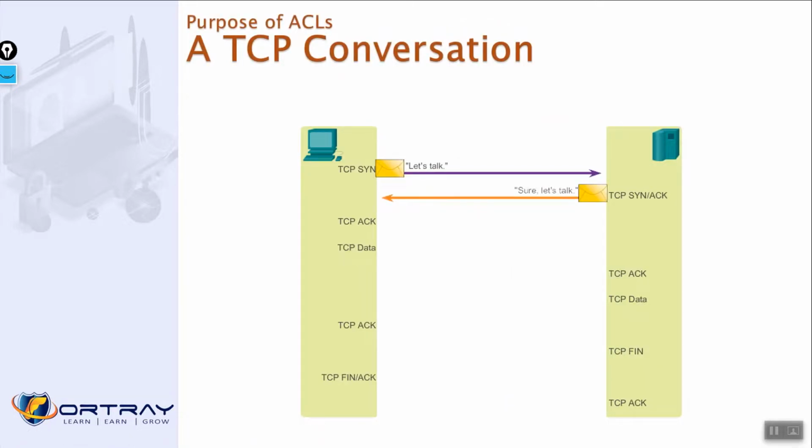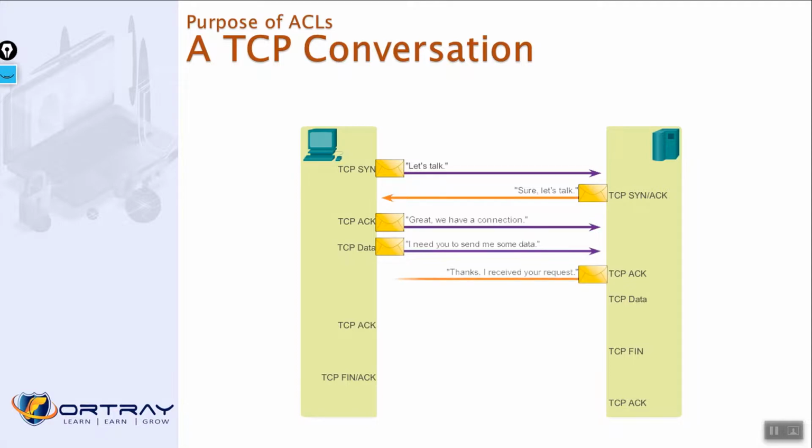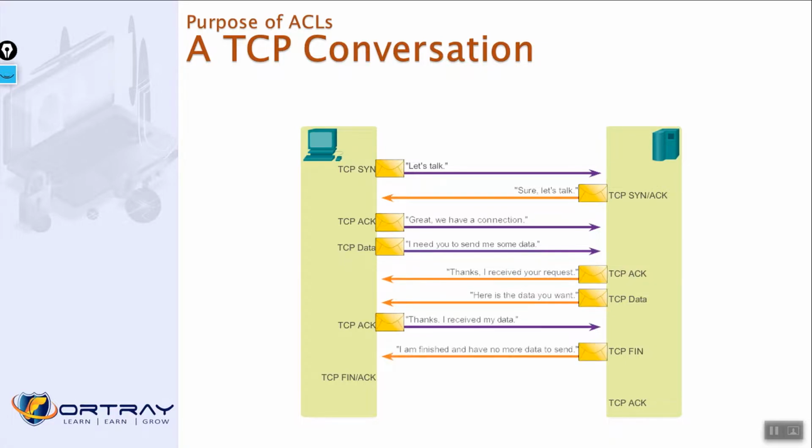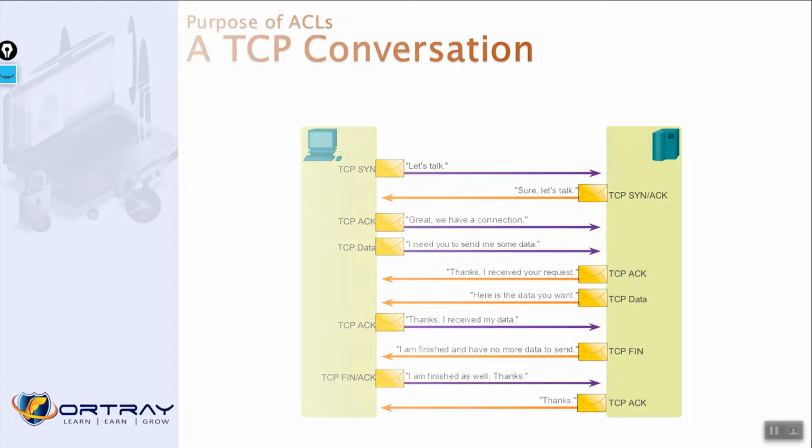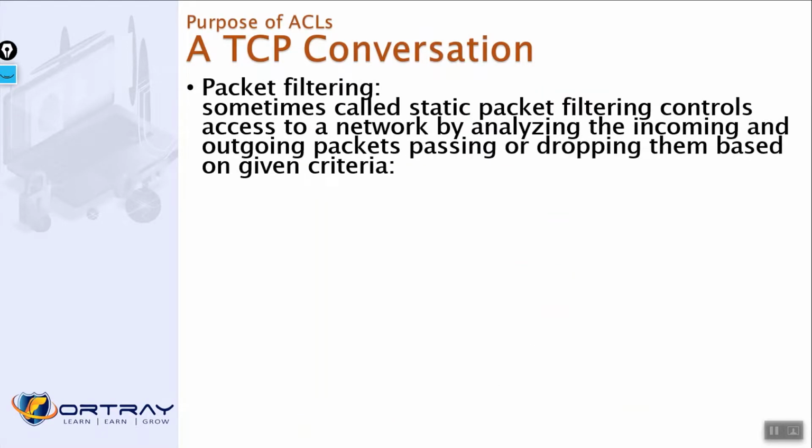So a TCP conversation is like this: whenever you say, let's talk, okay, sure, let's talk, that is TCP and then acknowledgement. I need you to send me some data. Thanks, I received the request. And then you see TCP data, acknowledgement, FIN. FIN means finish: I have finished and have no more data to send. Acknowledgement, and TCP acknowledgement. Basically, this happens during the TCP conversation.